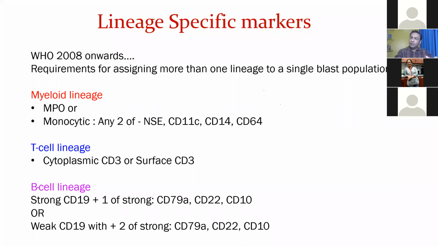Now, when we say mixed phenotype, we have to have lineage defining markers from two different lineages. So if we have myeloperoxidase as well as cytoplasmic CD3, or the criteria of B lineage is fulfilled, then we say it is a mixed phenotypic leukemia. And rarely, when we have markers from all three lineages, we call it triphenotypic leukemia.